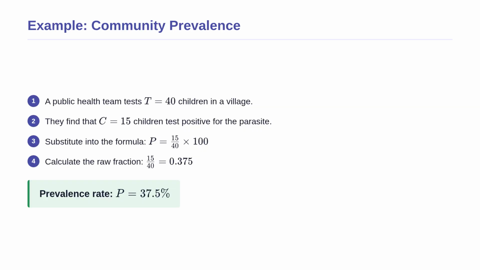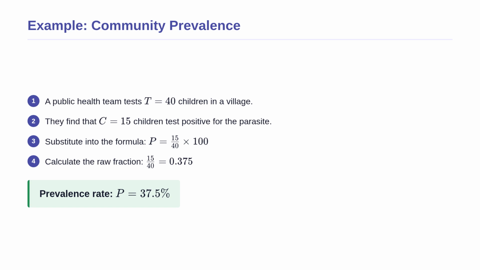Let us apply this prevalence formula to a real-world scenario. A public health team visits a village of 500 people and tests a random sample of 40 children. Out of these 40 children, 15 test positive for Schistosoma haematobium. We want to find the prevalence rate.